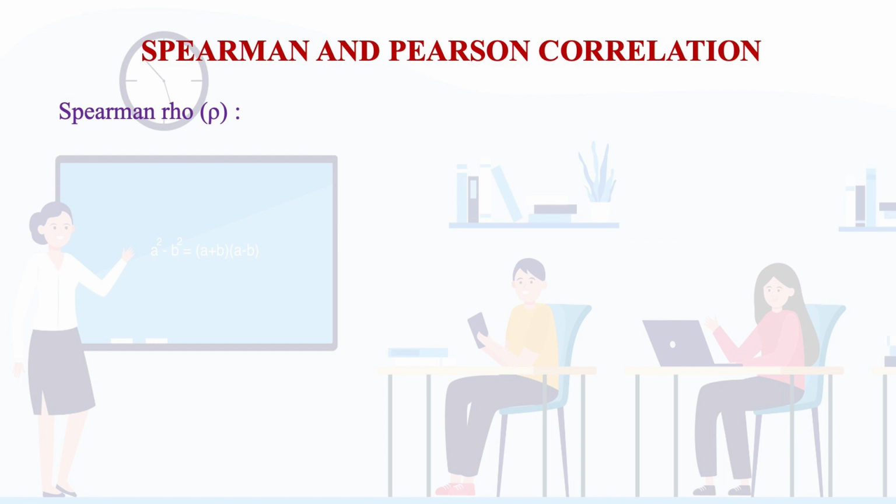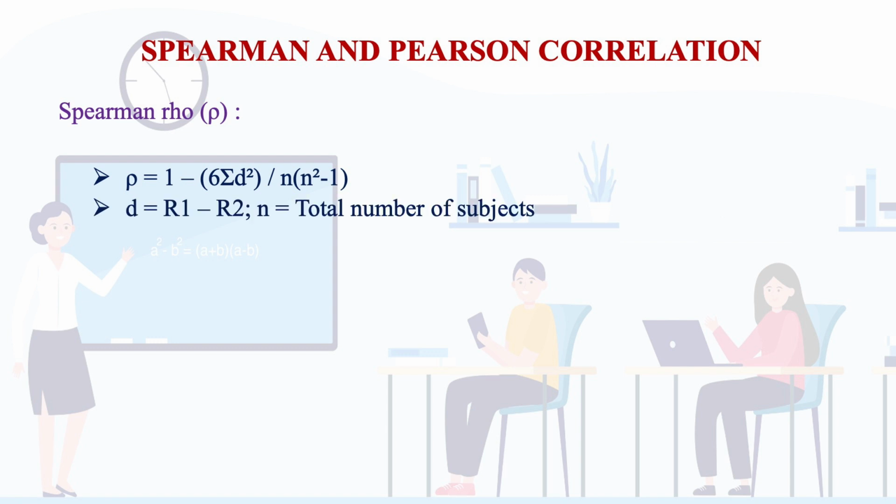So the formula of rho, or the Spearman correlation, is 1 minus 6 times the summation of d square upon n into n square minus 1. So here d is R1 minus R2, that means rank 1 minus rank 2. So what you have to do, you have a set of scores.